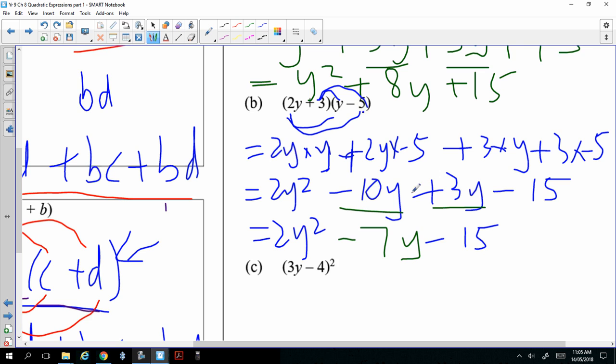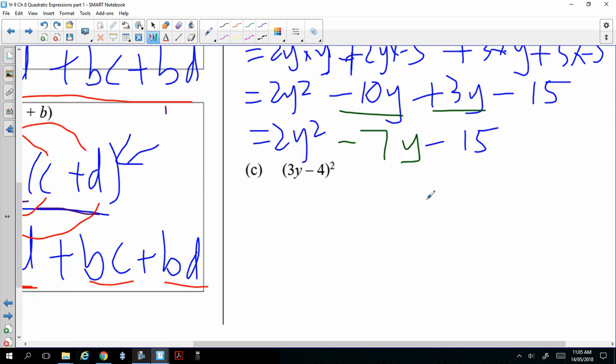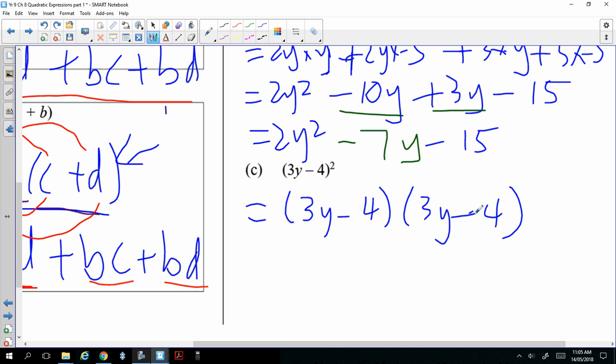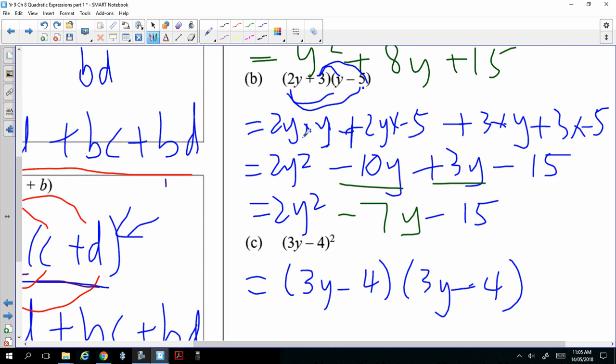Alright, one more question. What if it's a square? Just write it as a double bracket, because square means times itself. Right? That's what square means. No, you can't do times by 2. The square means times itself, not times by 2. 2y times, yeah, you can times 5 by the 2. That's the rule for algebra.